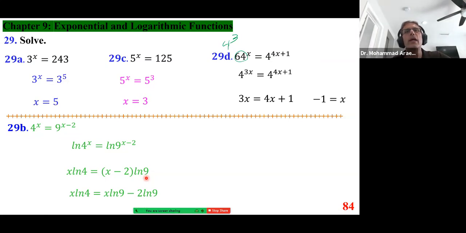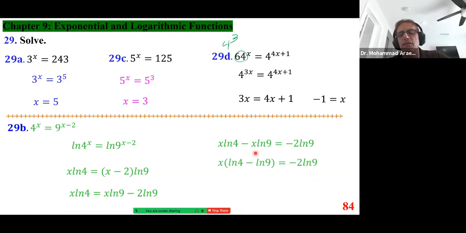Because we are solving for x, we're going to bring everything involving x to the same side. It's easier to move this guy. Now I can factor the x out. If I divide the right side by the parentheses, I have the answer. There are two things I want to add. Number one, this is an exact answer.